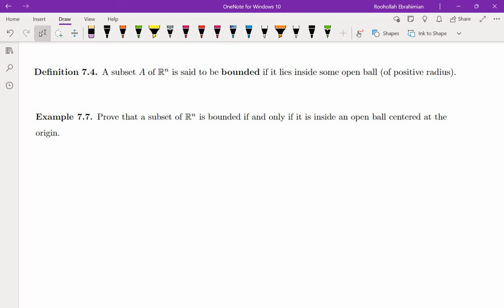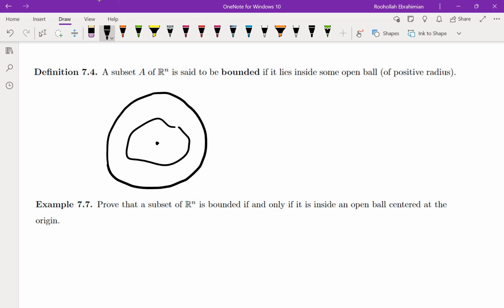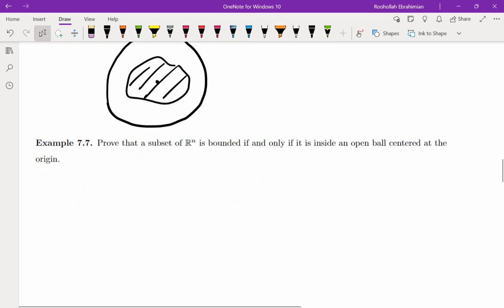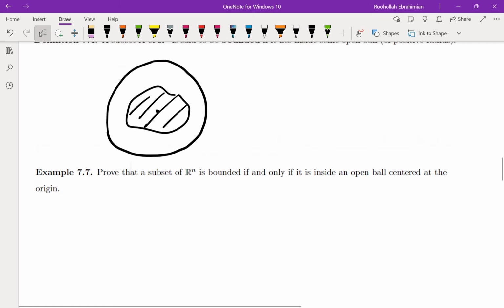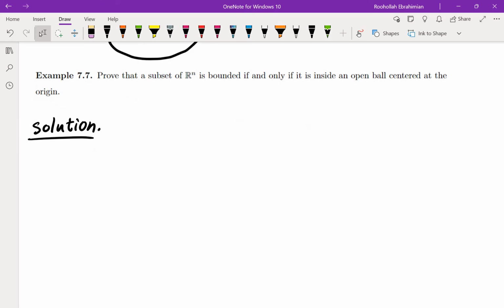So because of that, I need this definition. A subset A of R^n is said to be bounded if it lies inside some ball of positive radius. So anything that doesn't go to infinity, it means it just lies in some ball, is called bounded. Prove that a subset of R^n is bounded if and only if it is inside an open ball centered at the origin. In other words, if something is inside some ball, it would also be inside a ball centered at the origin.